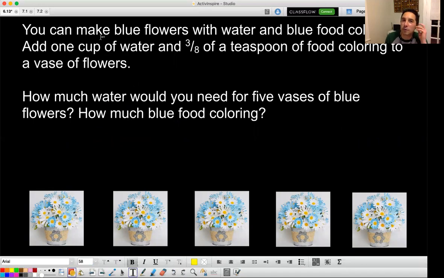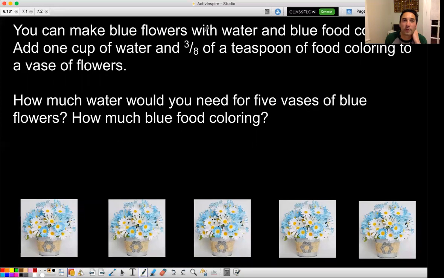You can make blue flowers with water and blue food coloring. Add 1 cup of water and 3/8 of a teaspoon of food coloring to a vase of flowers. How much water would you need for 5 vases of blue flowers, and how much blue food coloring? Okay, so this is actually asking us 2 different things. So let's see, what do we know first?